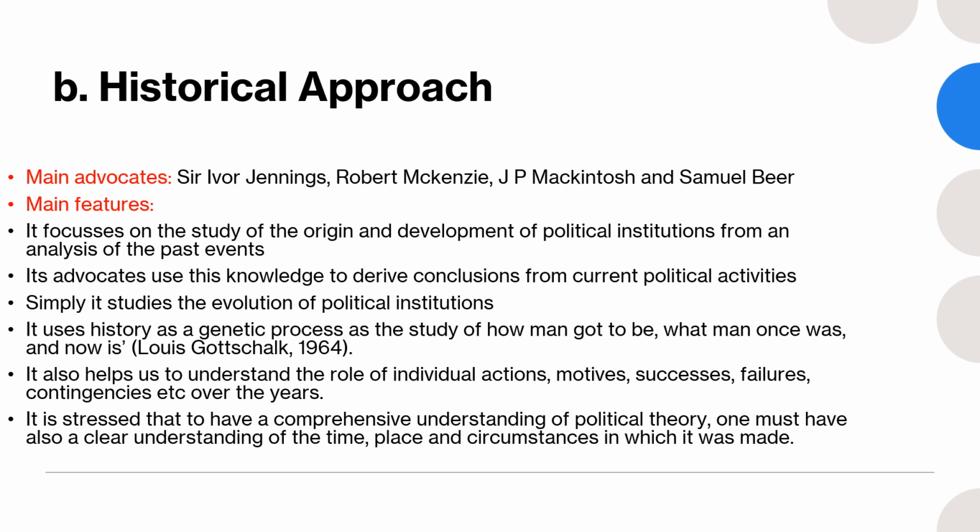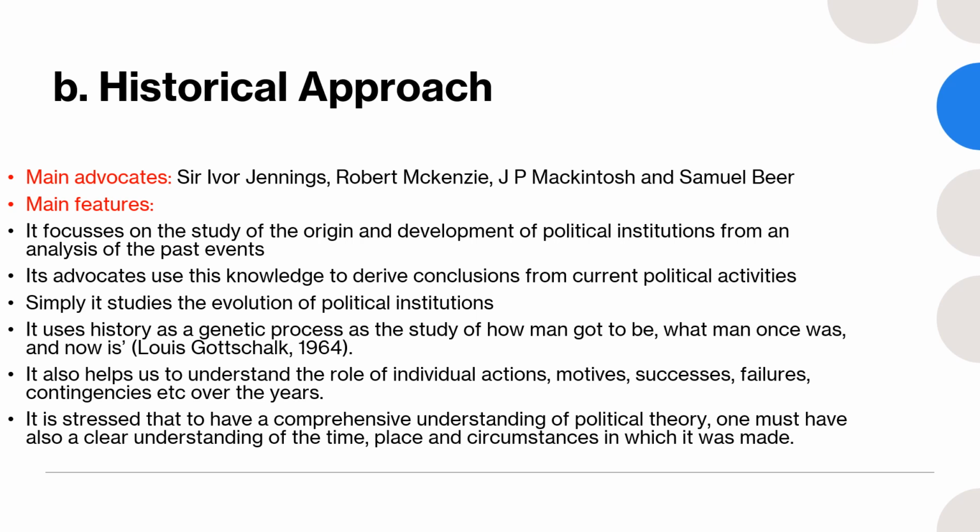Now, let's come down to the second traditional approach, that is the historical approach. The main advocates of this approach are Sir Ivor Jennings, Robert Mackenzie, J.P. Mackintosh, and Samuel Beer. Main features of this approach are: number one, it focuses on the study of the origin and development of political institutions from an analysis of the past events.